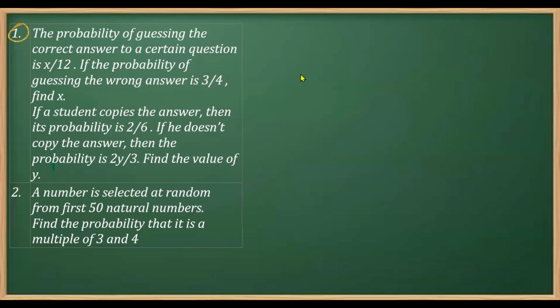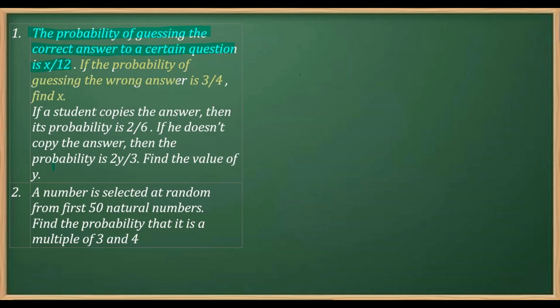I've taken two more questions from the chapter probability. Now, what is the first question? It says the probability of guessing the correct answer to a certain question is x over 12, and the probability of guessing the wrong answer is 3 over 4.